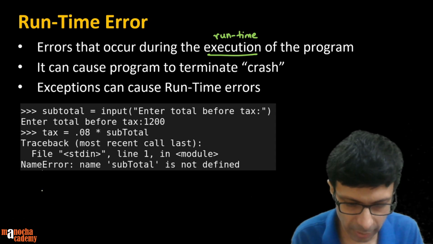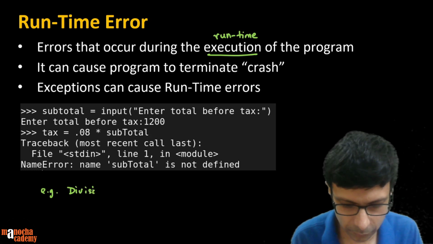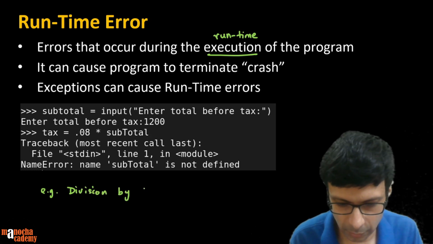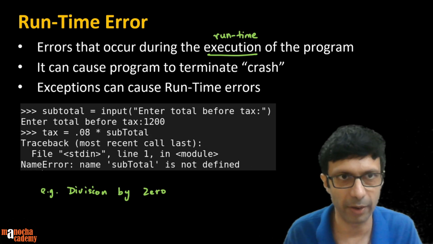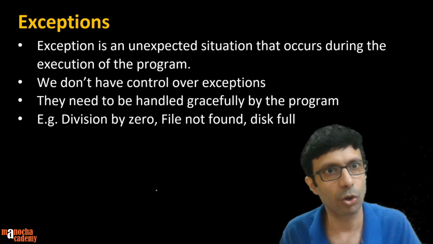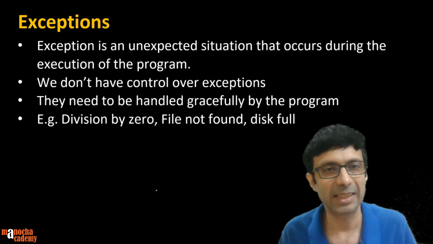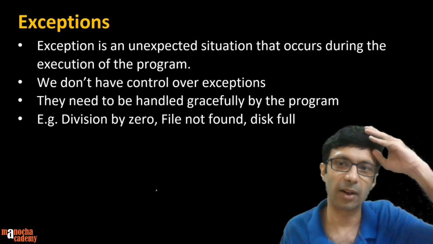So another example is, then you had type errors. There are so many types of errors that can happen during runtime. Now you have something called an exception. So division by 0 can also be treated as an exception. What is an exception? An unexpected situation that happens during the running of the program.